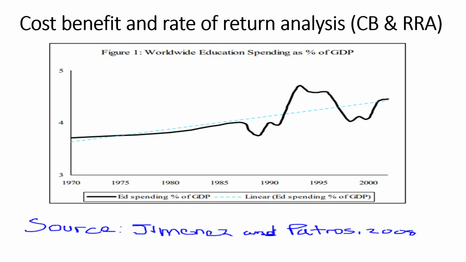This is an example of cost benefit analysis, which tries to show the return from investing in education. It's worldwide education spending, according to Jimenez and Patrinos. You can go and look at The Economics of Education, a book which tells more about investment in education. It shows how investment in education is rising as a share of GDP, gross domestic product.